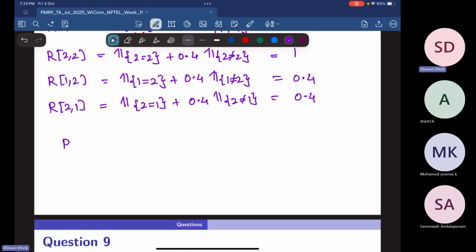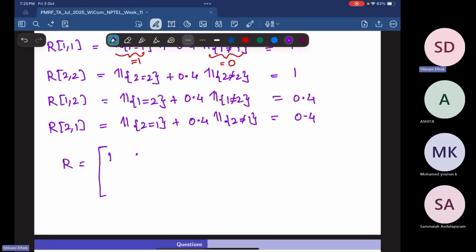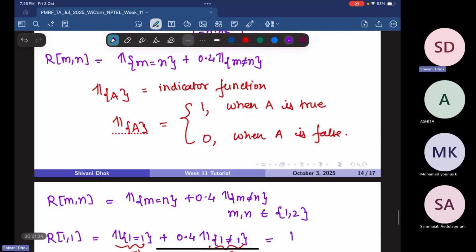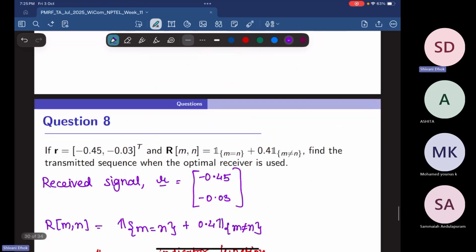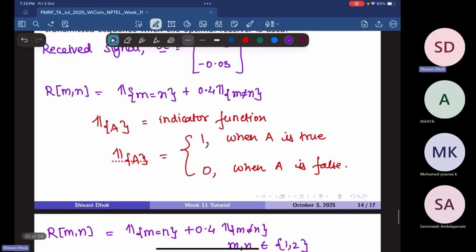Okay, so how does your R matrix look? R(1,1) is 1, R(1,2) is 0.4, then you have R(2,1) as 0.4 and R(2,2) as 1. So this is your R matrix, and you are given little r, which we have already written. Okay, so what we need to do is apply the optimal receiver and find out which bit sequence was transmitted.